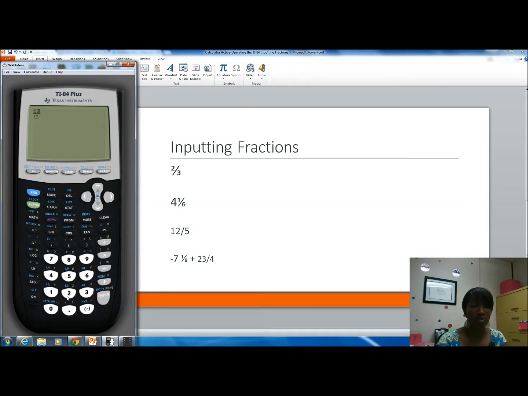So I'm going to type 2 there, and then I'm going to arrow down, and now my cursor is blinking in the denominator position. I'm going to type 3, and because I'm done with this fraction, I want to arrow to the right, and I'm done.